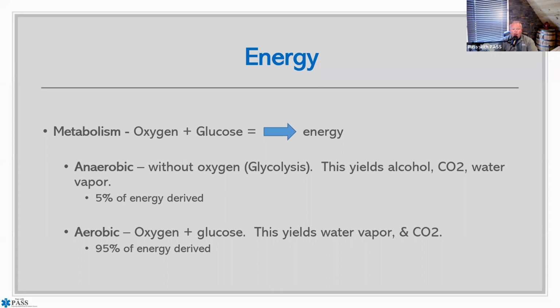In the event that we do not have oxygen, then we end up switching over into an anaerobic or without oxygen state. And that process is called glycolysis. So what glycolysis is, if you look at the root words again, just as I was explaining, and try to break those down, glyco obviously means sugar, and lyse means break down. So we are breaking down sugar, and that is exactly what happens in an anaerobic state. This ends up yielding alcohol, CO2, and water vapor, and accounts for about 5% of the energy. So why is all of this important?